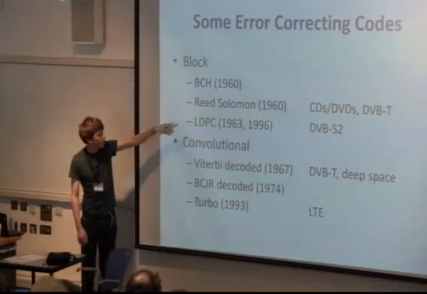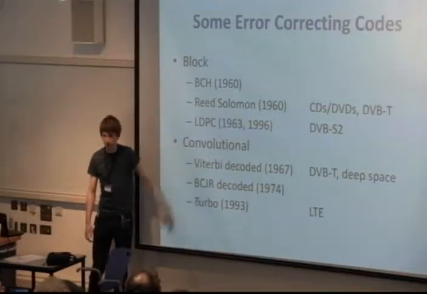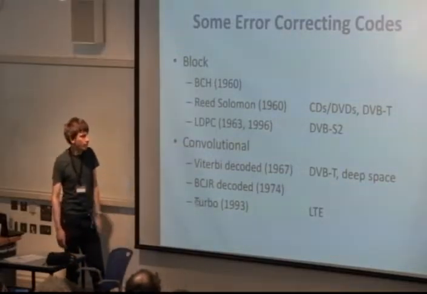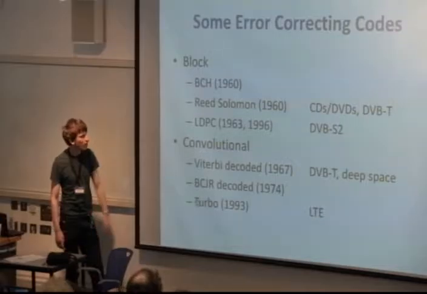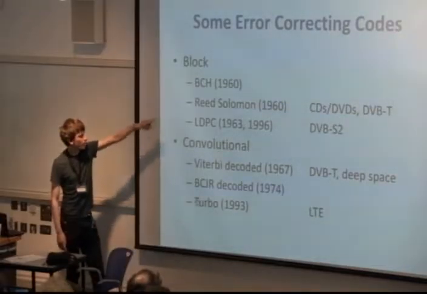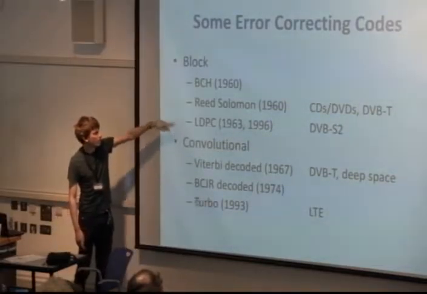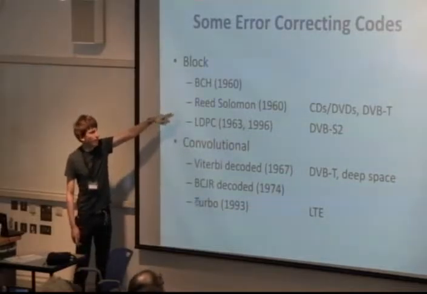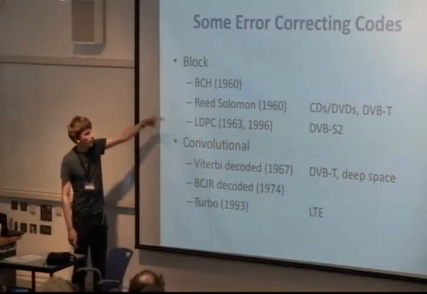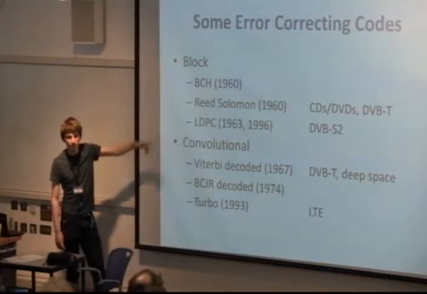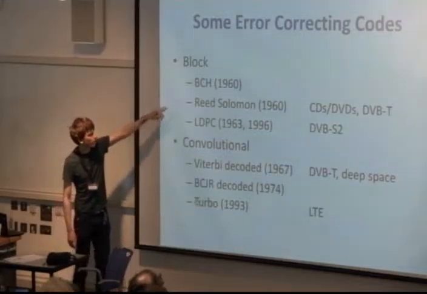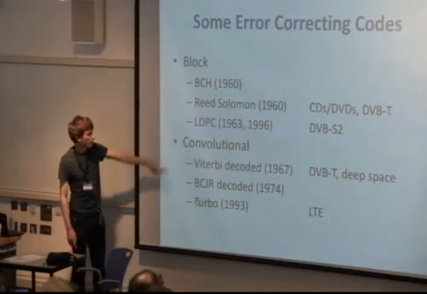LDPC is a very well-performing code. It was actually developed in '63, quite a long time ago, because at the time the processing power to decode it was beyond them, so it got rediscovered in '96. And it's now used for the new TV standard, satellite standard. But even with the satellite standard, it's used in conjunction with Reed-Solomon, which might not perform as well, but it's quite good for mopping up the errors, because LDPC quite often produces an error floor, so every so often you get an error. So a low complexity code is used in conjunction.